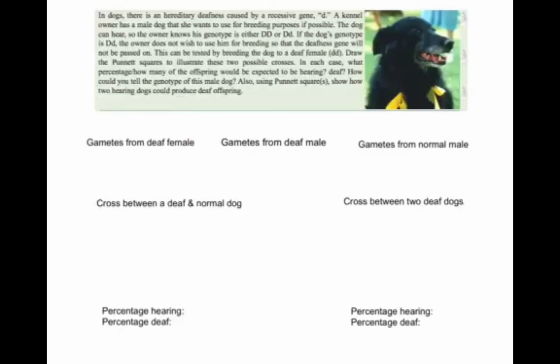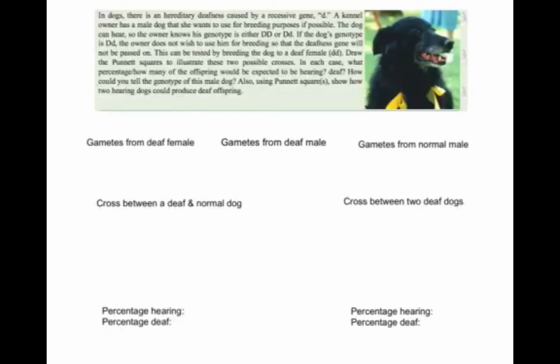This can be tested by breeding the dog to a deaf female. Draw the Punnett squares to illustrate these two possible crosses. In each case, what percentage or how many of the offspring would be expected to be hearing and how many would be expected to be deaf? How could we tell the genotype of this male dog?